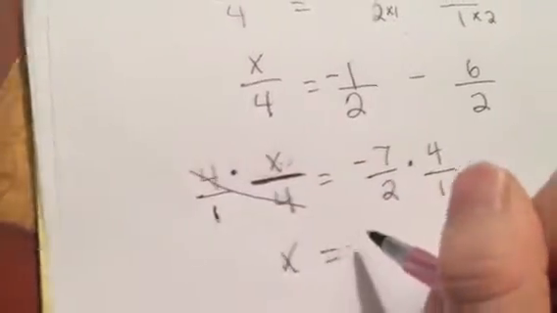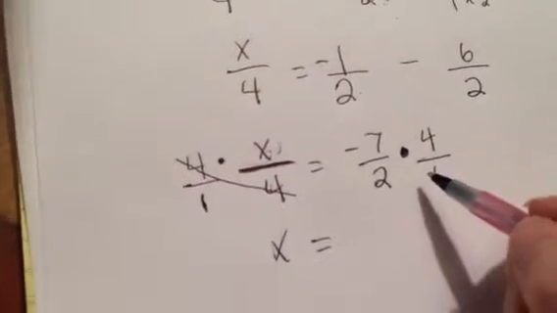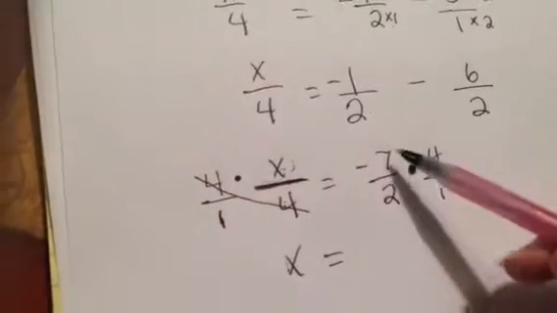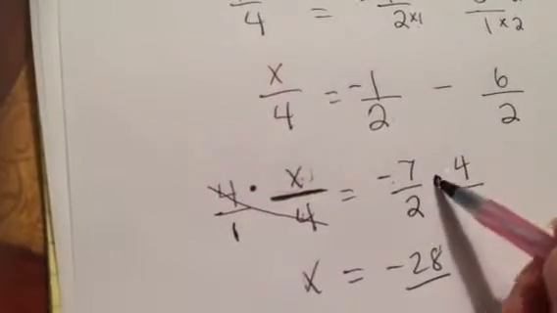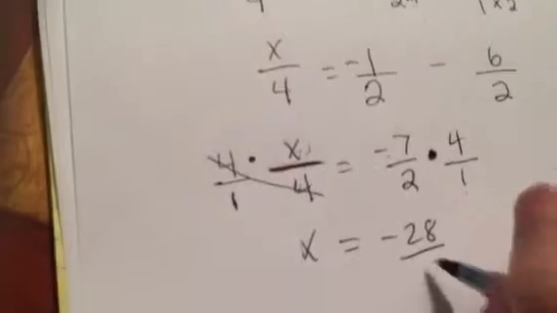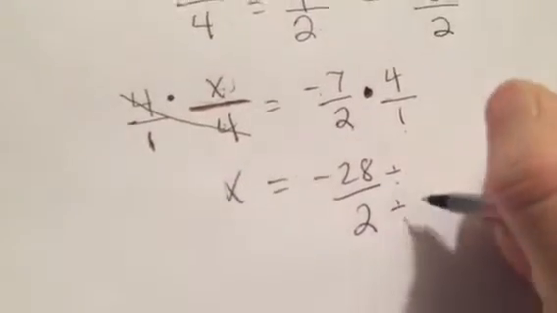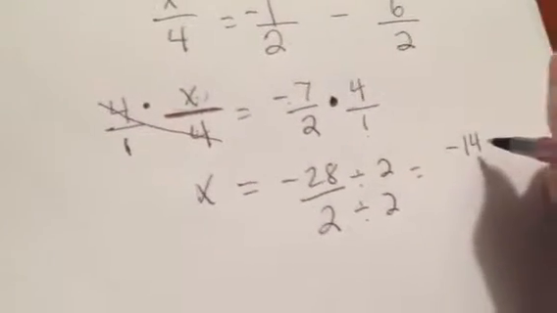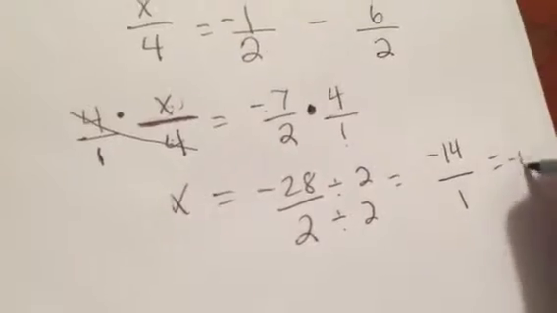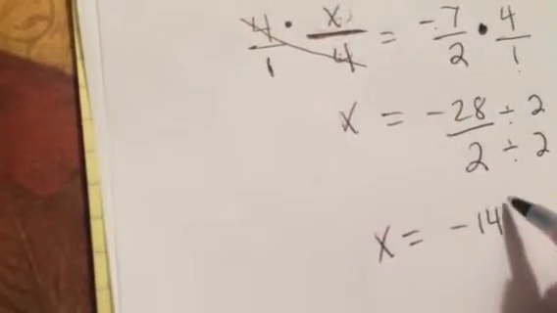This cancels out, and you're left with x equals, now this is multiplication of fractions, and we know that to multiply fractions, you just multiply across the numerators and multiply across the denominators. Negative 7 times 4 is negative 28 over 2 times 1 is 2. So we can divide both the top and the bottom by 2 to reduce it, and it equals negative 14 over 1, which equals negative 14. So x equals negative 14.